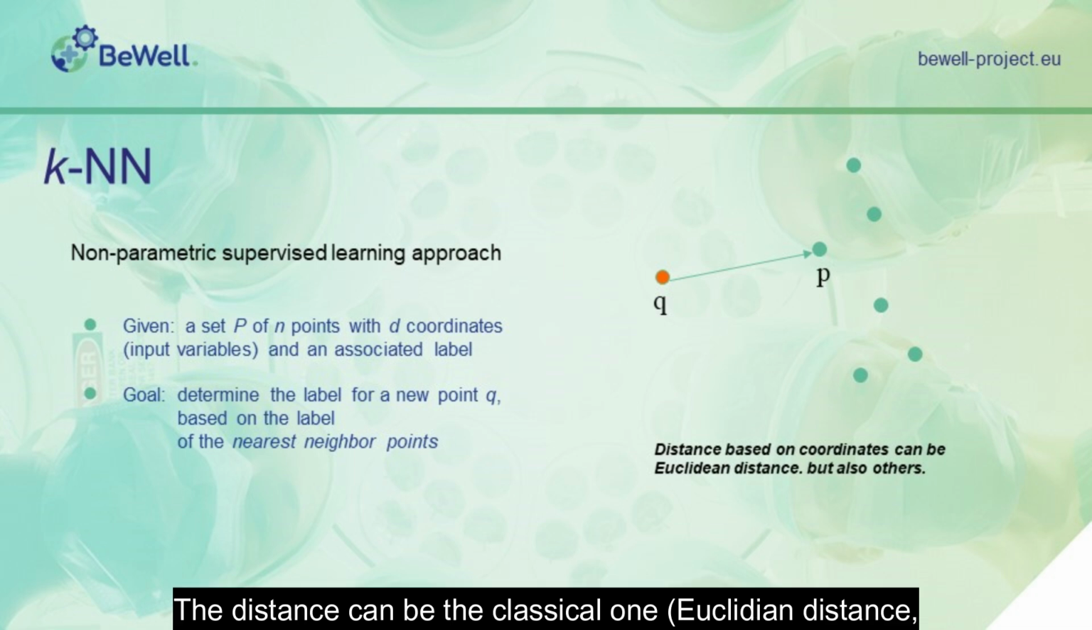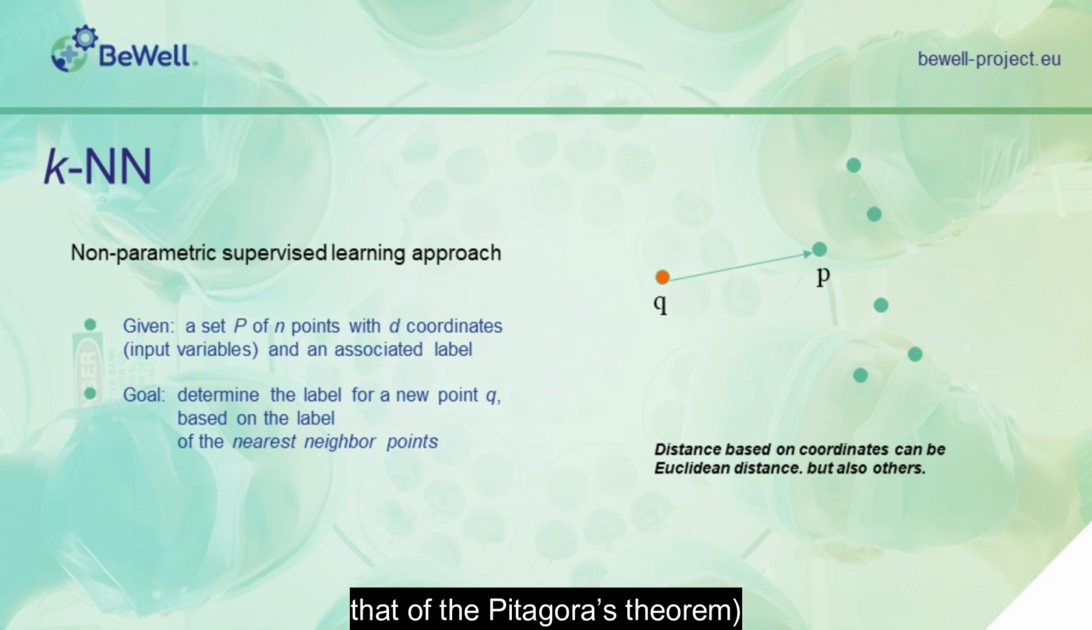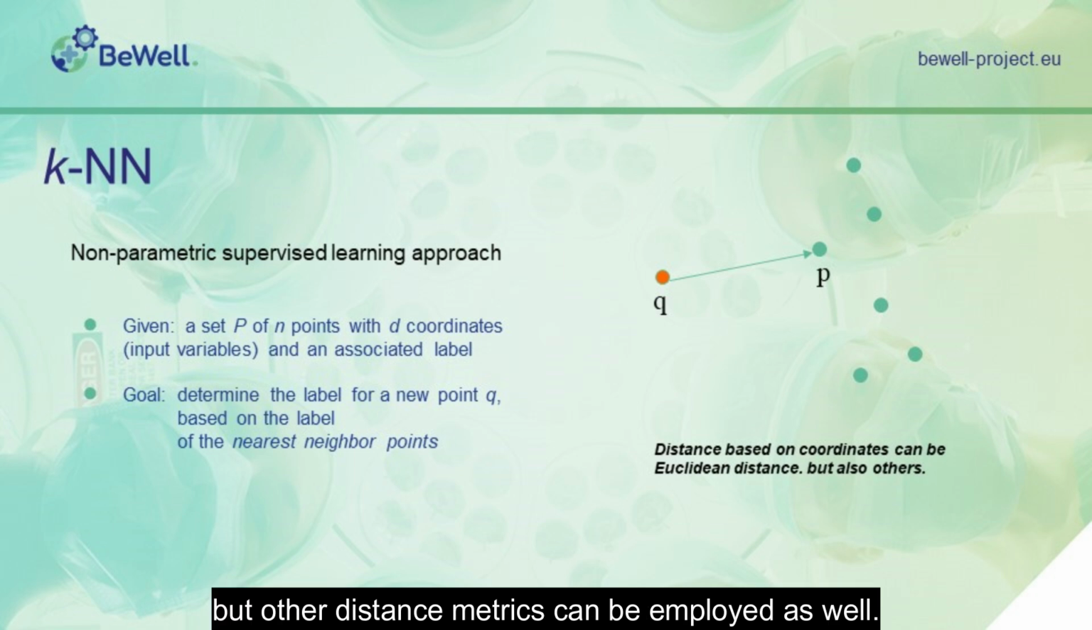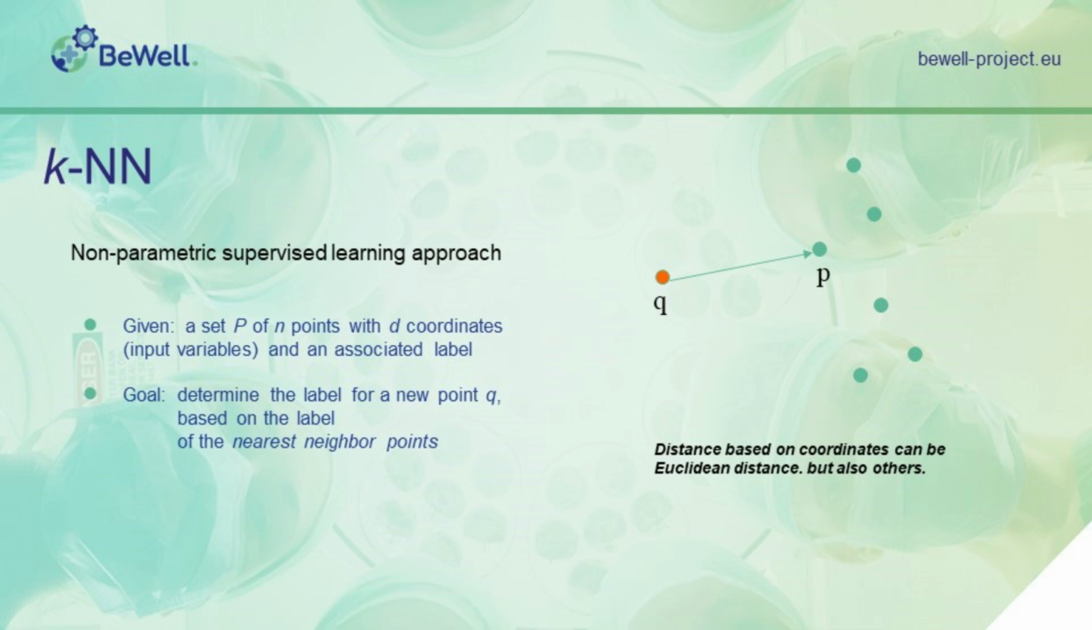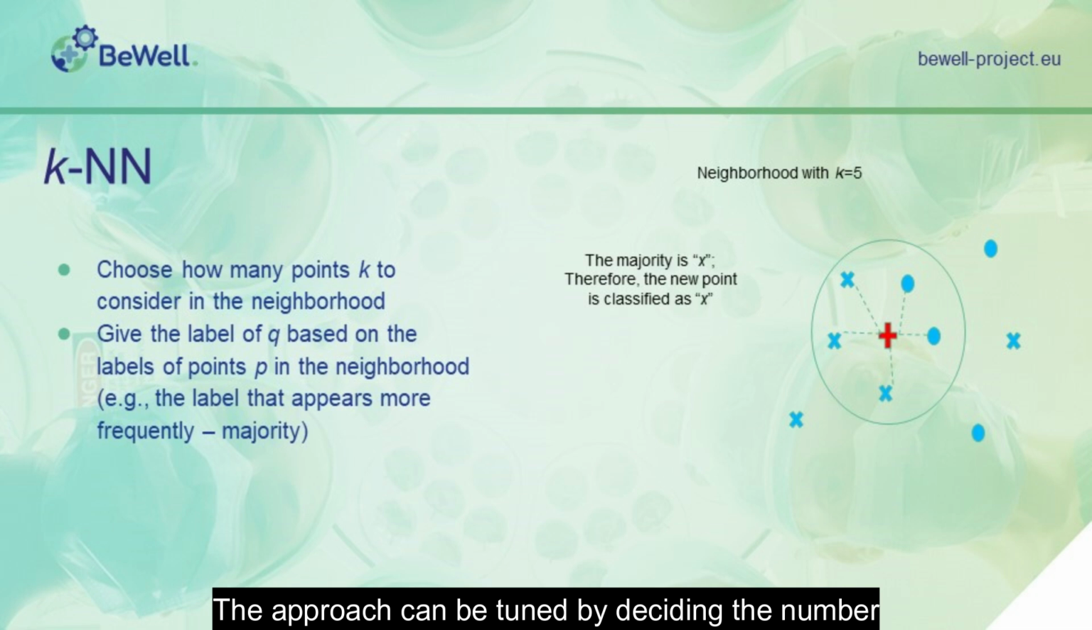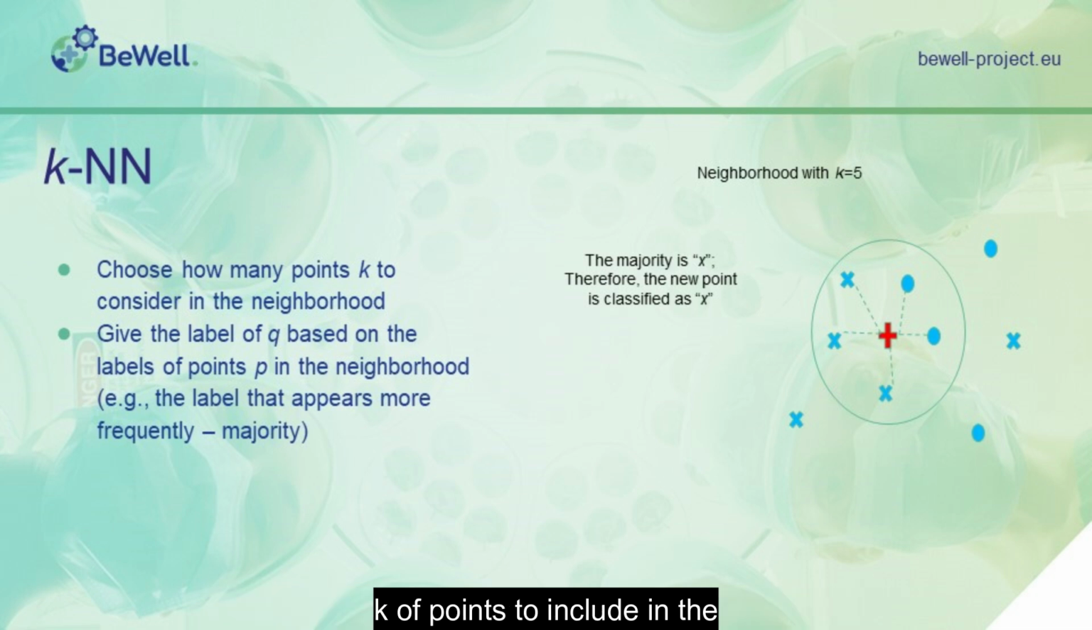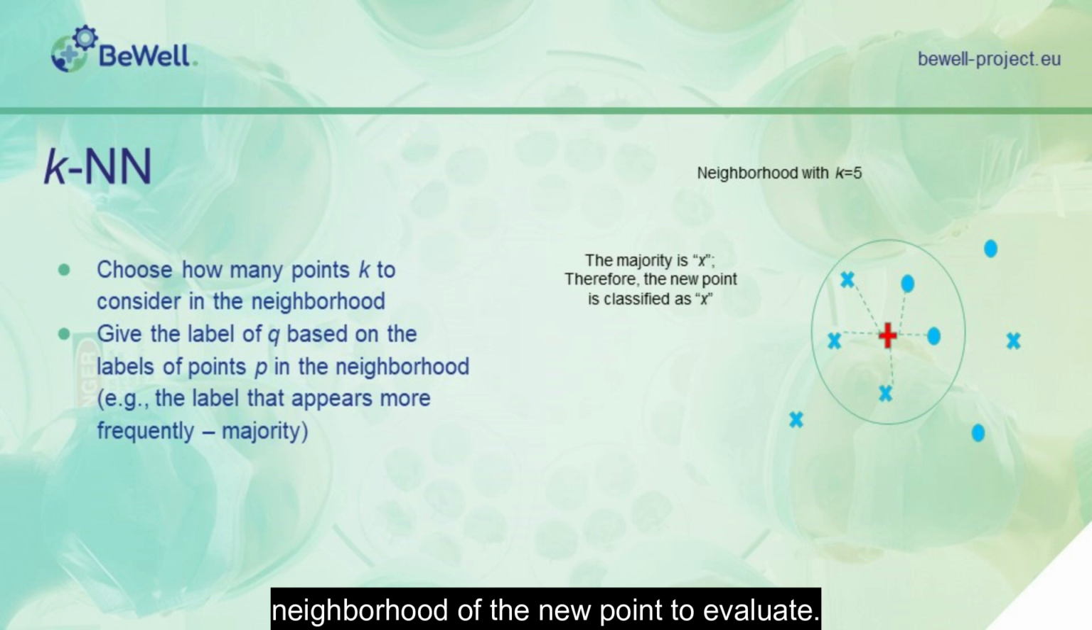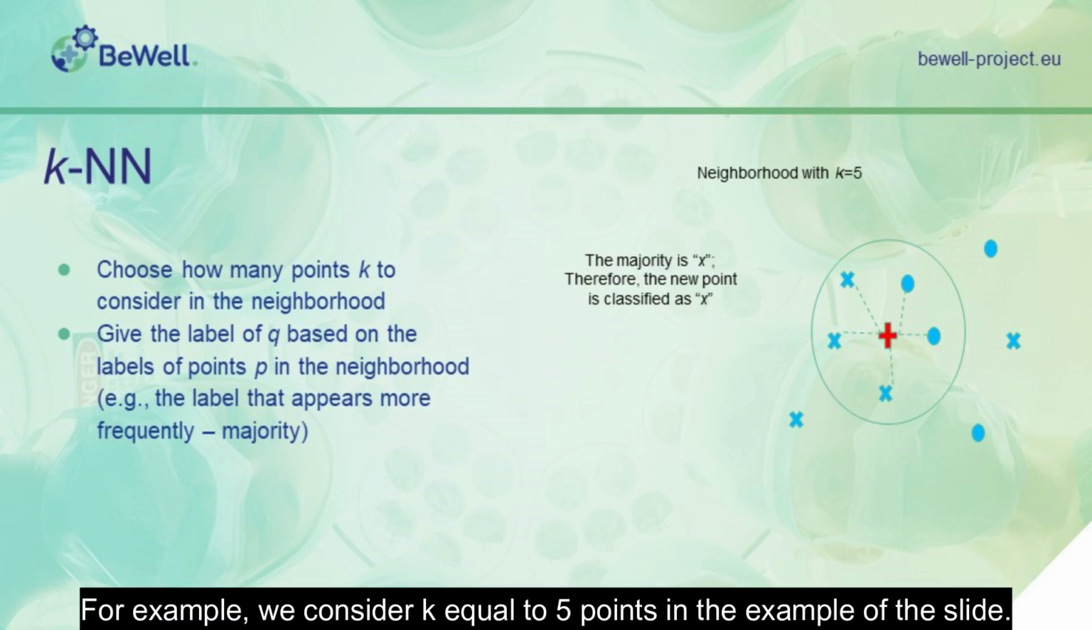The distance can be the classical one, Euclidean distance, that of the Pythagoras theorem, but other distance metrics can be employed as well. The approach can be tuned by deciding the number k of points to include in the neighborhood of the new point to evaluate. For example, we consider k equal to 5 points in the example of the slide.